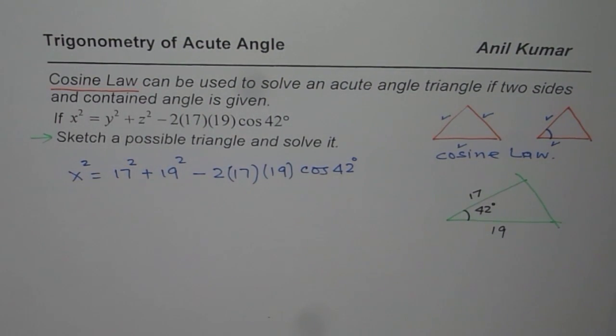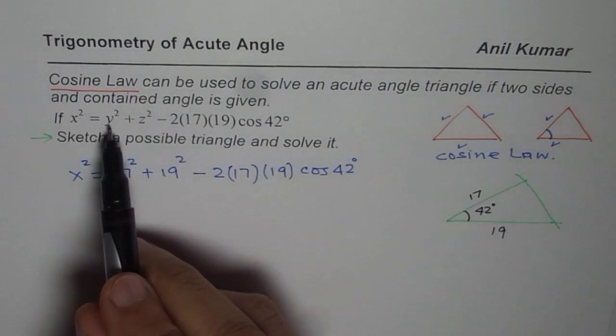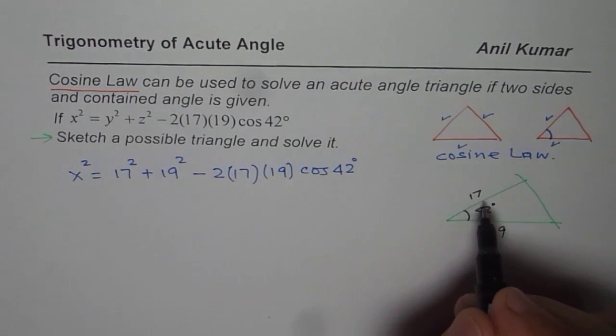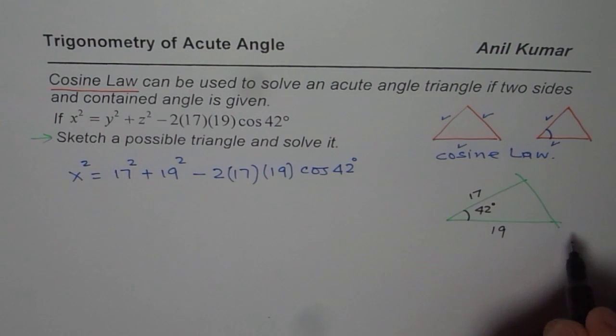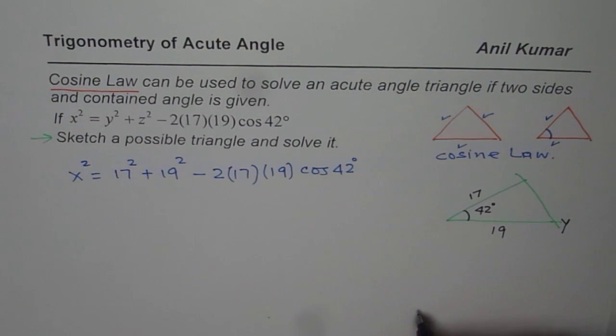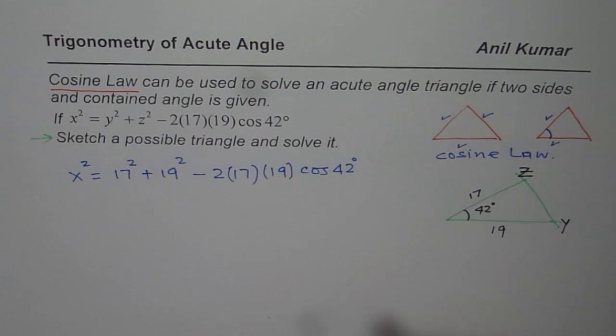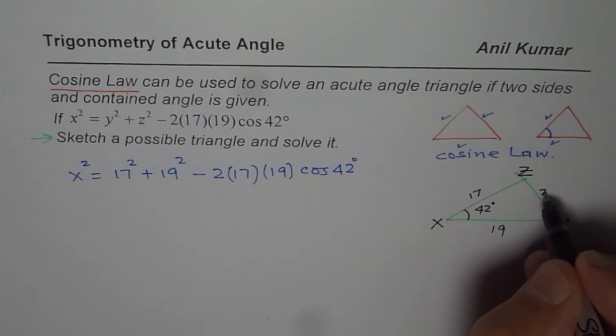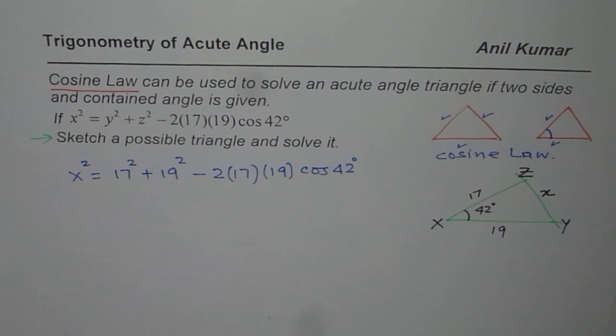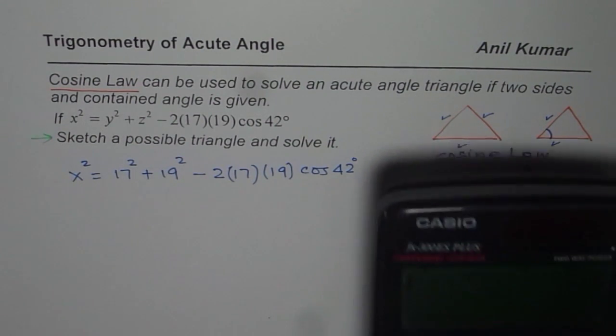Correct? Since 17 is y, then the vertex opposite 17 should be capital Y. Z is 19, so the vertex opposite 19 should be Z. And the side opposite to this vertex is x, which we are trying to find. Do you get the whole idea now? So that is how the real situation is. And now it's simpler. You can just use your calculator and find the answer.